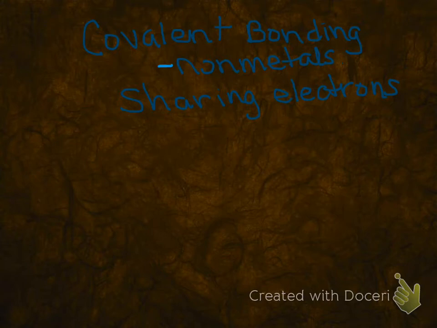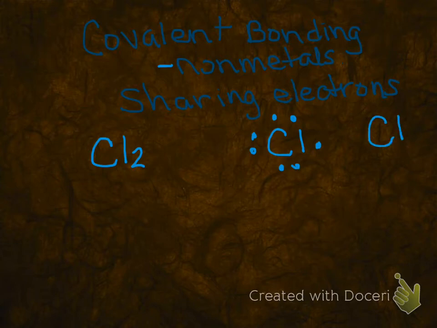For example, if we have Cl2, which is just chlorine gas. Okay, but we have two chlorine atoms. If we draw the Lewis structures for chlorine, remember each chlorine has 7 valence electrons, so we would draw our two chlorines like this. It doesn't work for one chlorine to give an electron to the other chlorine because they don't both end up happy.